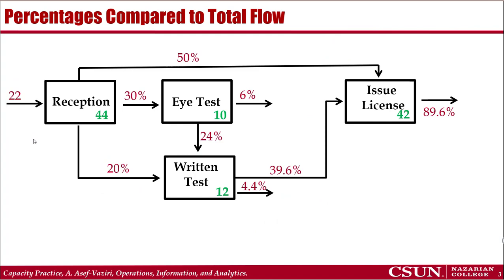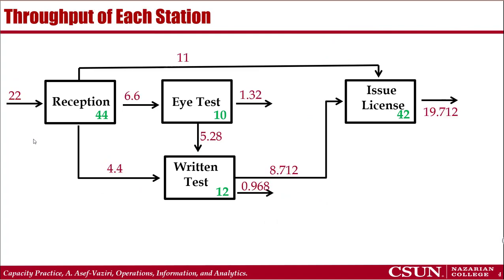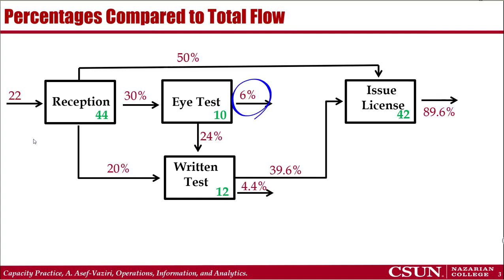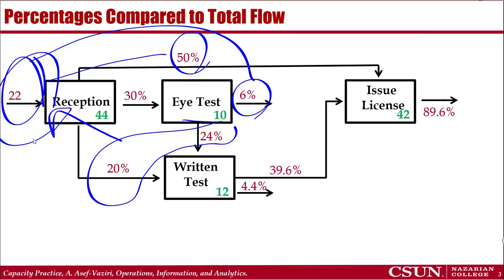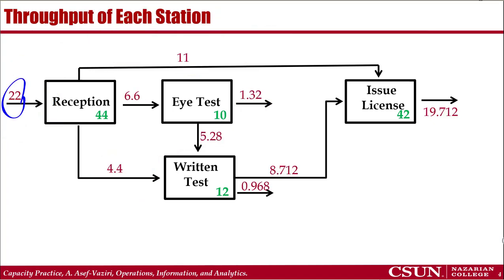So that is the computation that I just did. And this is what we get if we multiply each percentage by the actual throughput. 50% of 22 is 11. 20% of 22 is 4.4. 30% of 22 is 6.6. So this is the throughput to all stations or all resource pools in the system.